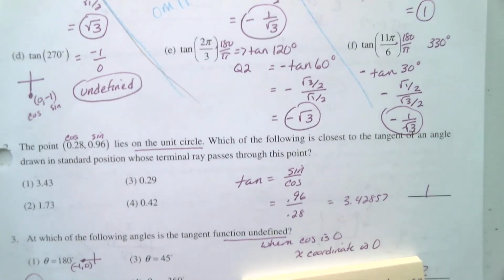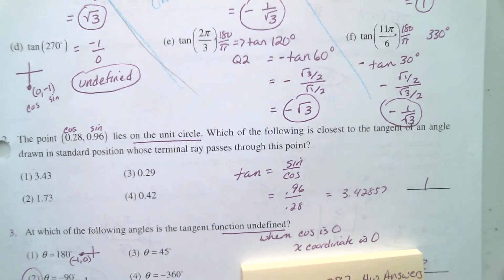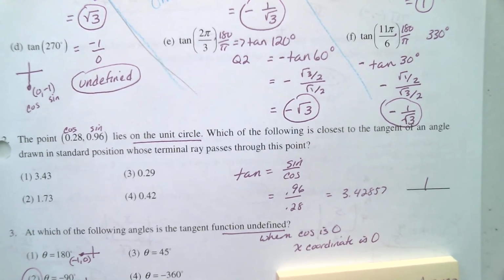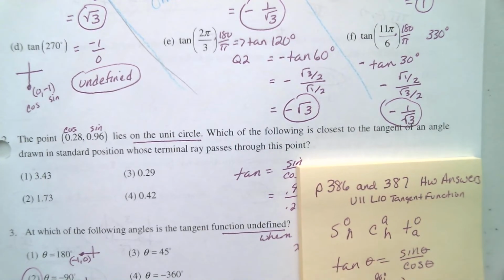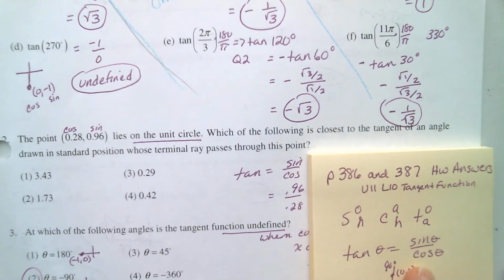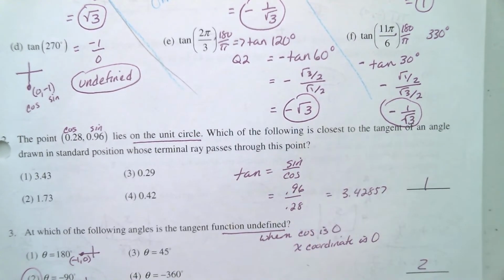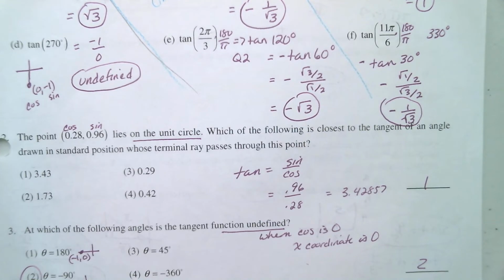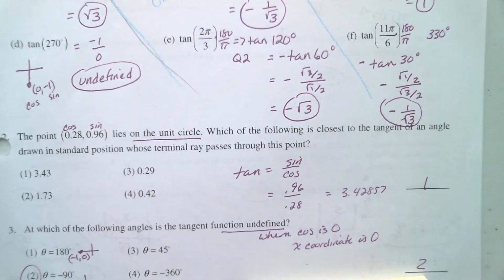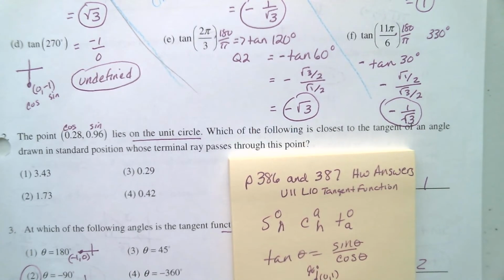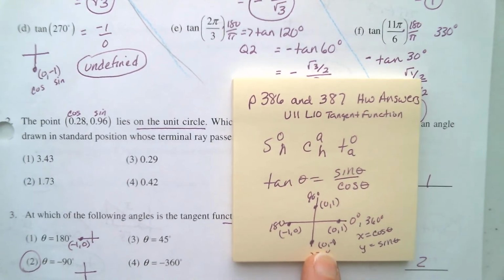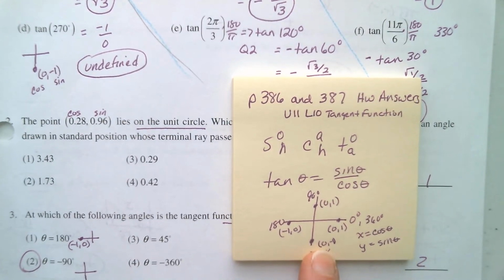At which of the following angles is a tangent function undefined? Again, the tangent function is going to be undefined when the denominator is 0, right? So when the cosine value is 0, or the x-coordinate is 0, and that occurs at -90 degrees. That would be the same as an angle measure of 270. The x-coordinate is 0.